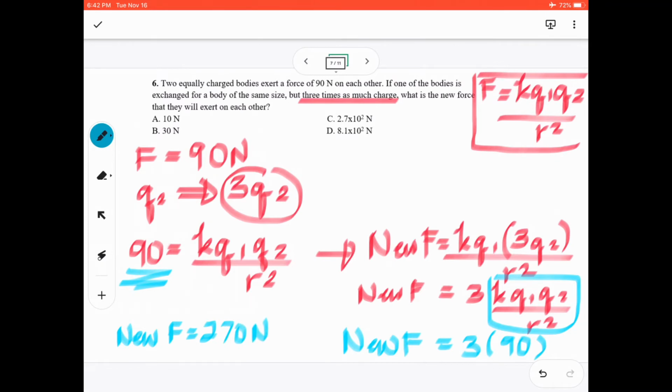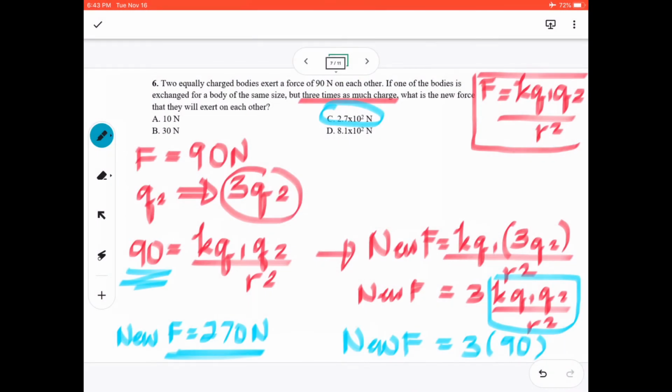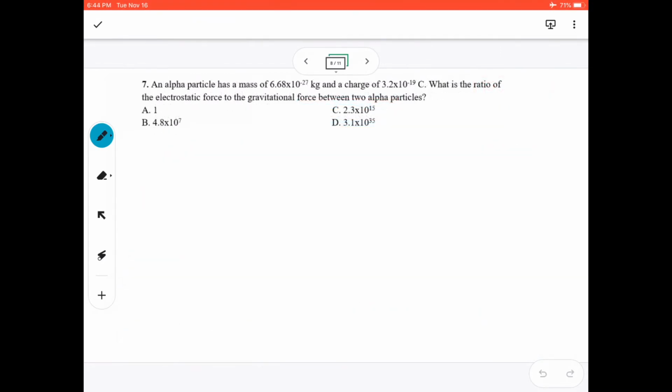Is there 270 newtons in our choices? It's not there, but actually it's equal to 2.7 times 10 raised to 2 newtons, in scientific notation.